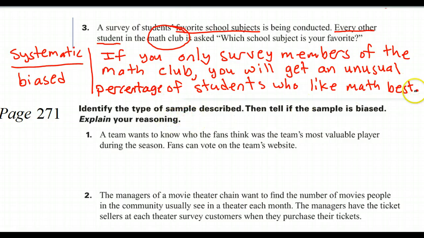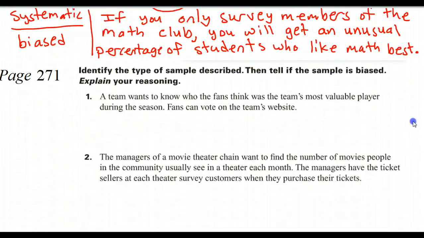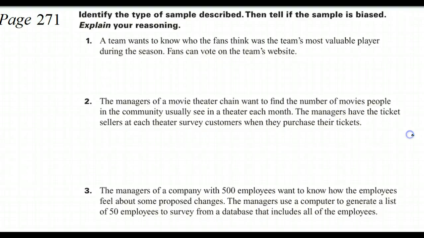Okay, alright, so those were the 3 questions from page 270. Now, here are 3 more examples from page 271. Same directions. Okay, a team wants to know who the fans think was the team's most valuable player.